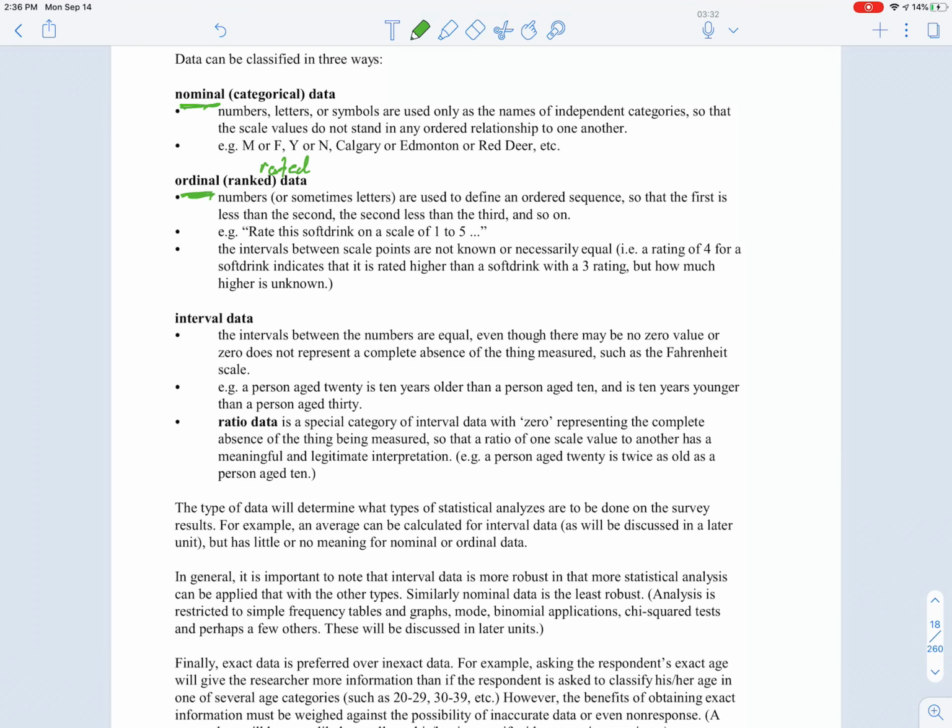There's a special category of interval data called ratio data, of which most interval data actually falls into. And that is where the 0 is the starting point. So if we're talking ages, we say that a person begins their life at age 0. So therefore you can say that a 20-year-old is twice as old as a 10-year-old. See, you can come up with ratios, or a 10-year-old, of course, is half. That's the ratio, half of a 20-year-old.